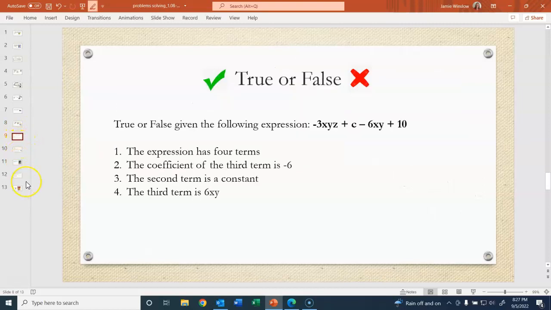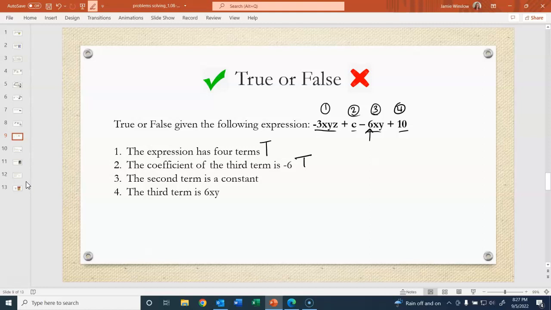So true or false? These are 4 different questions I'm going to ask you. Number 1, true or false? This expression has 4 terms. 1, 2, 3, 4. Remember, terms are separated by addition and subtraction. So this is true. Number 2, the coefficient of the third term is -6. Well, let's see, here's the first term, second term, third term, fourth term. Yep, the number in front of the third term's variable is -6.